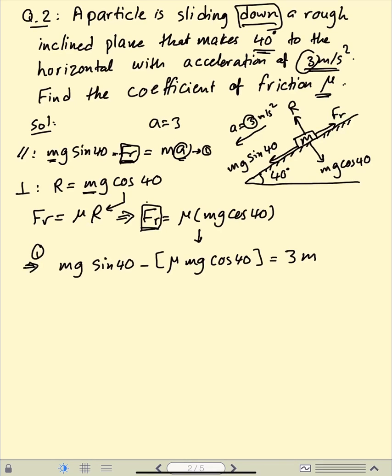Remember, we want mu. By factorizing for m, look how m will be removed. It will be gone now. Factorize for m as a common factor. What will we have inside? g sine 40 minus mu g cosine 40 is equal to 3m. m with m will be cancelled.